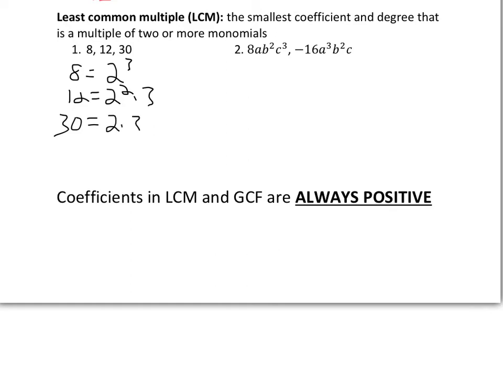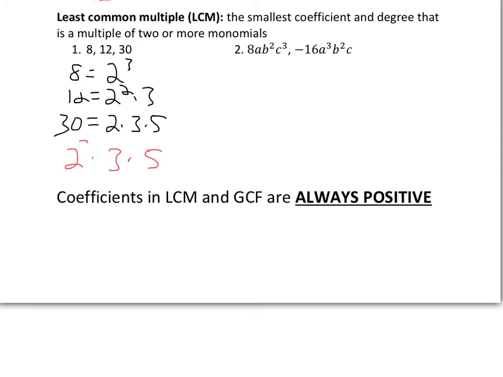2 times 3 times 5. Okay, now for least common multiple, in order to find this, you take not just the common factors, but any factor that appears, so 2, 3, and 5. So 2 times 3 times 5, and for the exponents for each of them, you just take the largest exponent that appears in any of them, and that's what you go with.